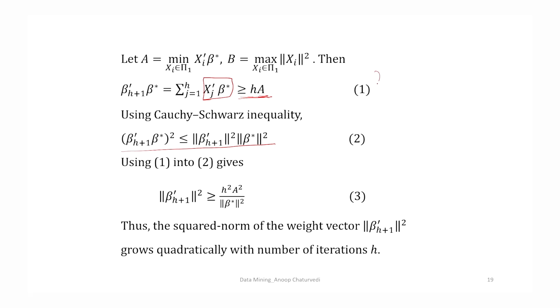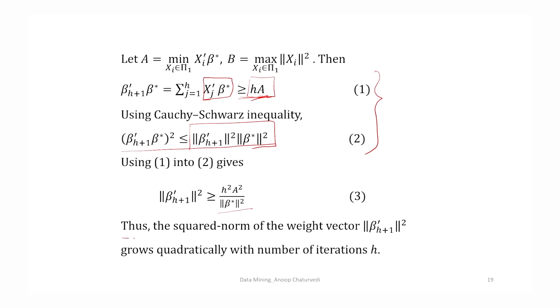Now, we combine 1 and 2, and combining 1 and 2, we get this quantity greater than or equal to h square a square, or norm of beta h plus 1 whole square is greater than or equal to h square a square divided by norm of beta star square.